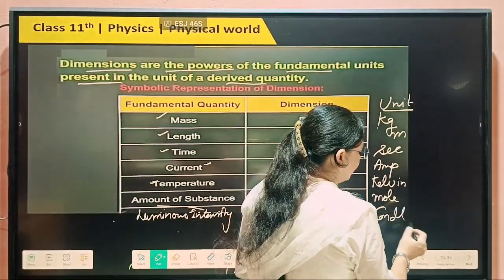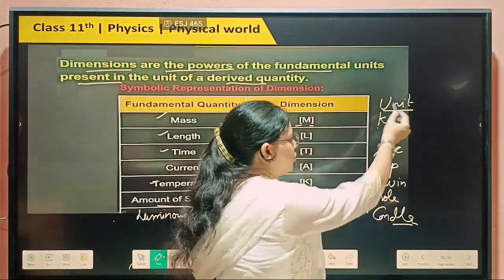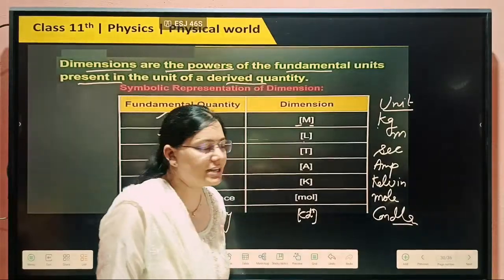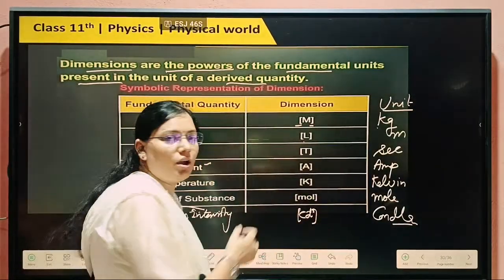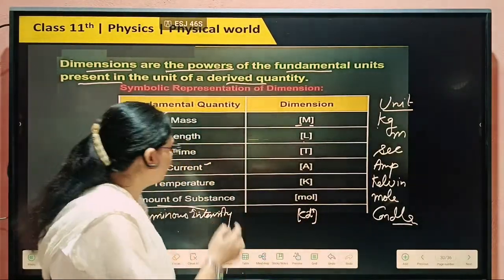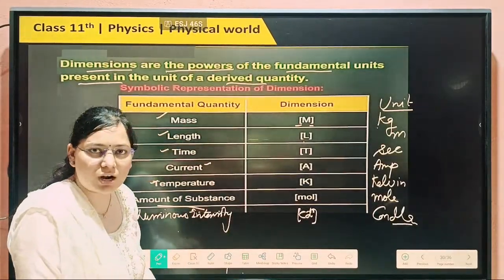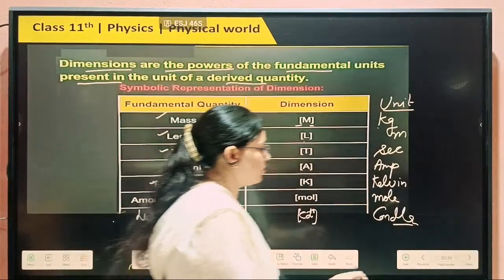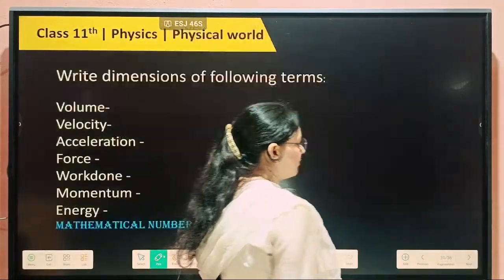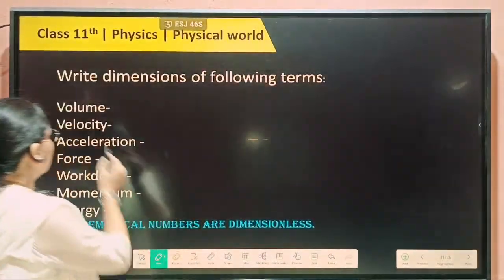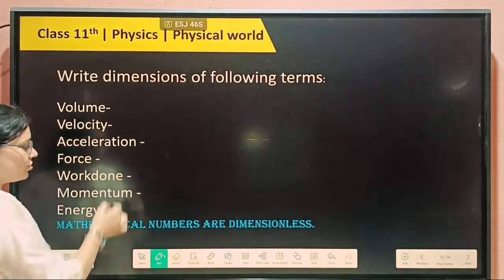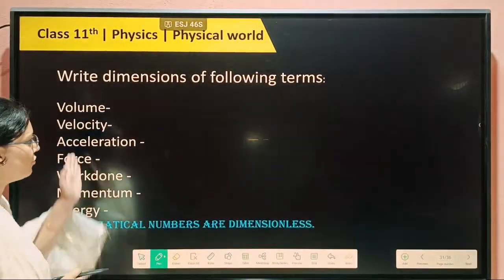Okay, these are the seven fundamental units, and these are the dimensional formulas of the fundamental units. Then how can we represent any quantity in the form of a dimension formula? In the next part we will take a different approach. For example, here you have to write the dimension formula of the following quantities.